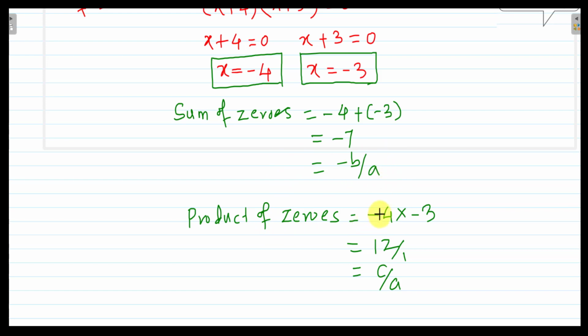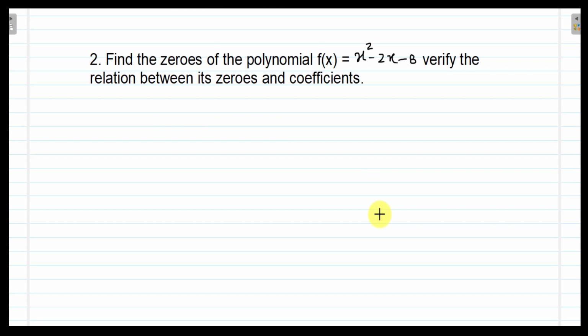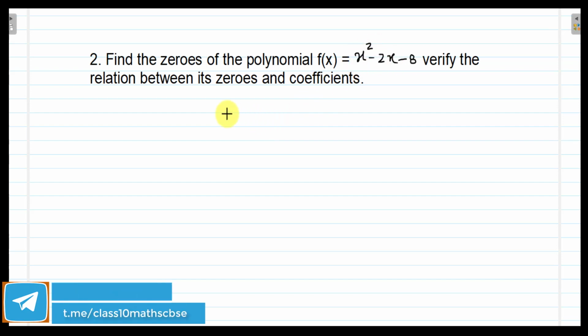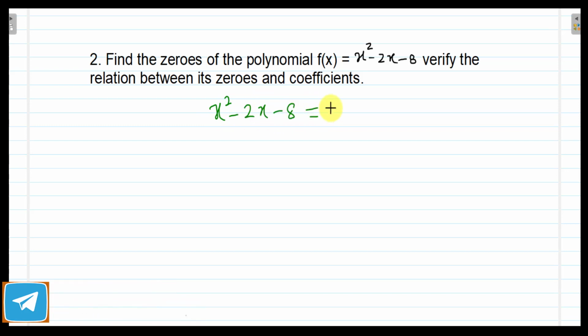Now let us see the second question. Here is the second question. Find the zeros of the polynomial x square minus 2x minus 8 and verify the relation between its zeros and coefficients. So here friends, the given polynomial is x square minus 2x minus 8. We will equate it to 0 because we have to find the zeros of the polynomial.